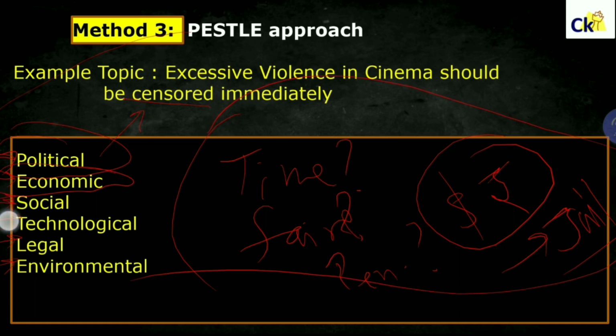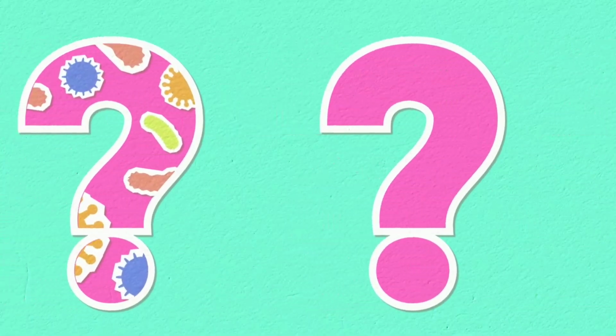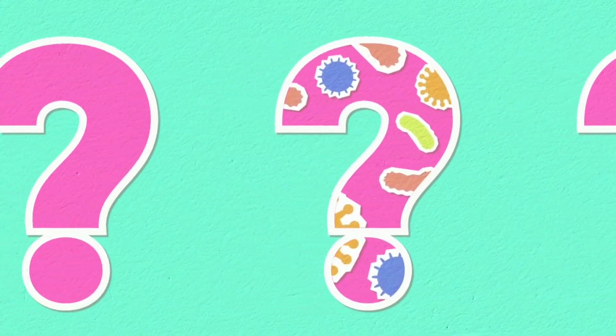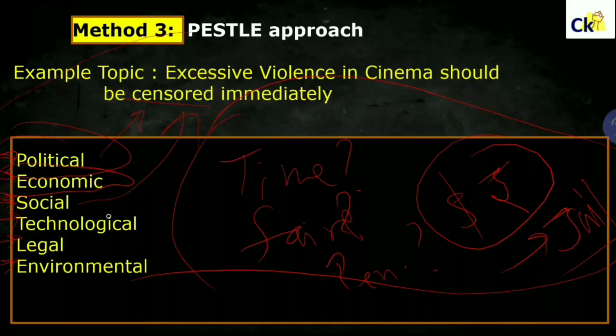Again, take a look at social aspects. What is the impact of excessive violence on youngsters? What is the impact of excessive violence on those who have suffered from trauma due to violence and are triggered by seeing violence on screen? There are some aspects there which obviously make this a social question, which is why this does have a social angle. Okay, let's try the next one.